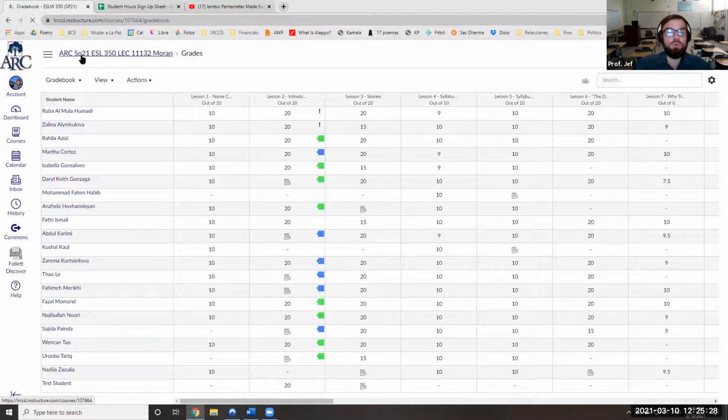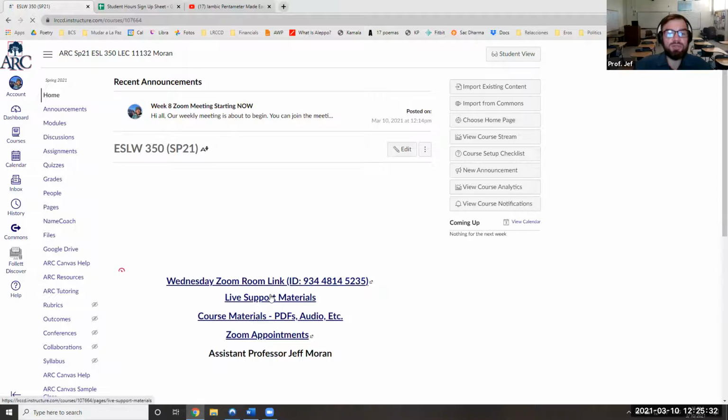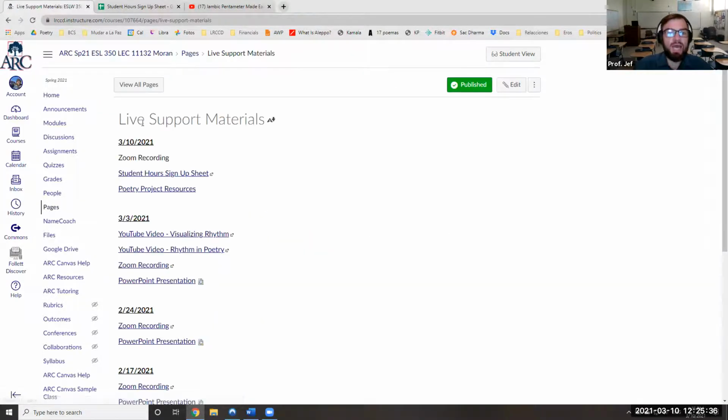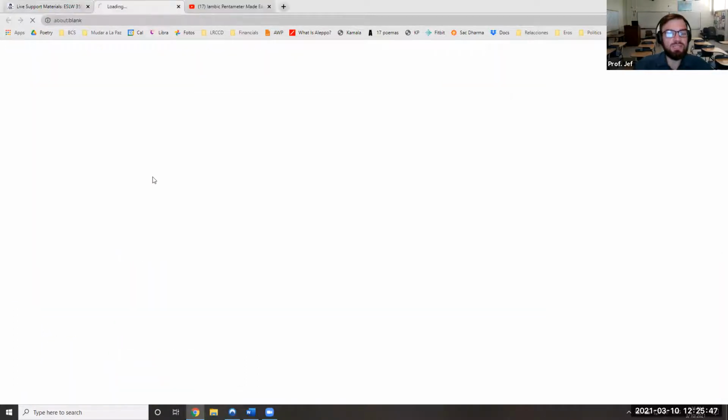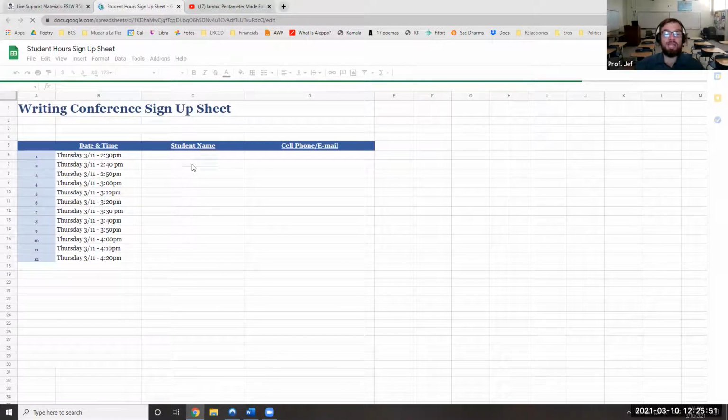If you're watching in the recording, all you'll do is go to our live support materials. Under the heading for today, March 10th, our Zoom recording will be there. But here where it says student hours sign-up sheet, I'll close this just so you can see. All you have to do is click it. It'll open in a new tab for you, either on your phone or your computer. As long as you have the link, you have access to edit.